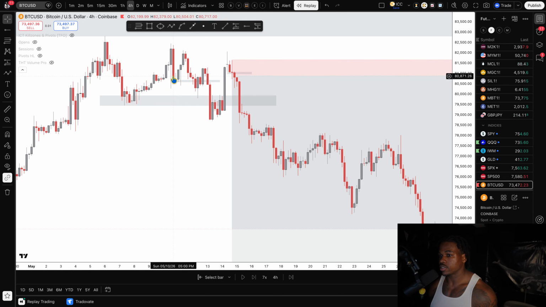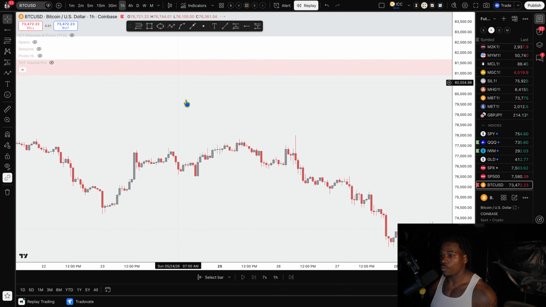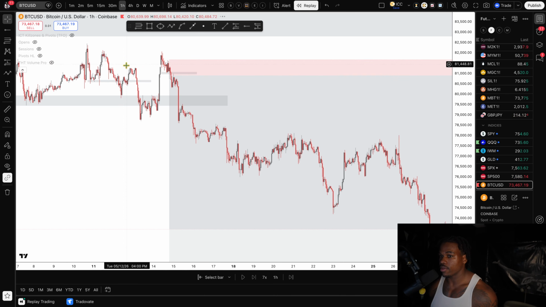I expect price to retrace back into this last low for my entry, right up in this area to take sales. The 1 hour complemented that. Once everything complements, man, it's over with. It's go time. It's go time.